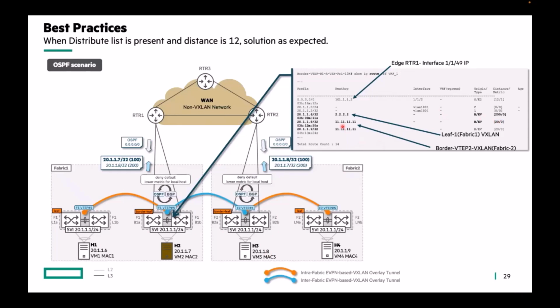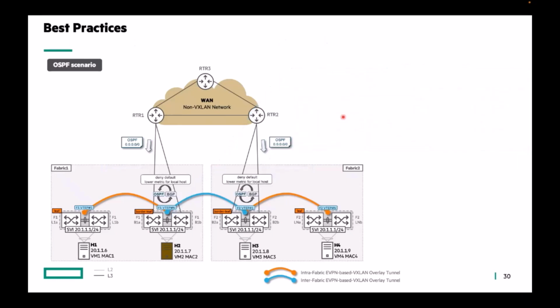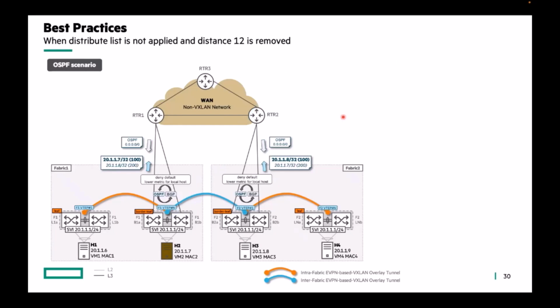And 11.11.11.11 is the loopback address of the other border VTEP, right? So that is what I've highlighted here. So this is how we want it. We want to learn it correctly, right? So this is expected. Now, what happens when distribute list is not applied and we remove distance value 20?